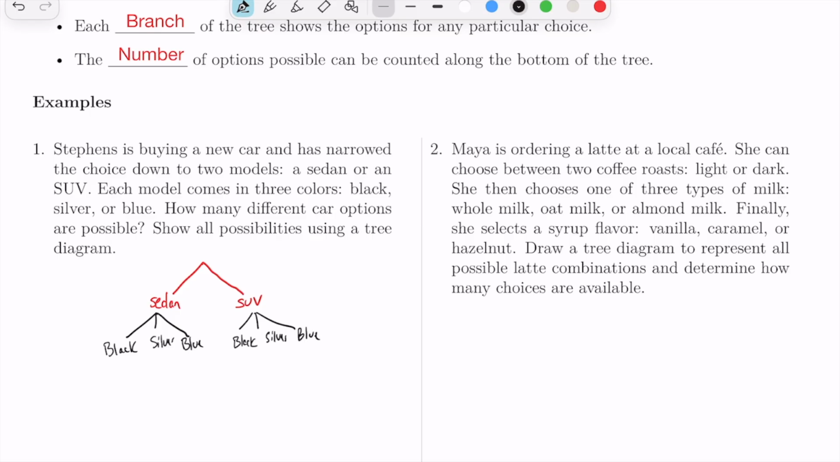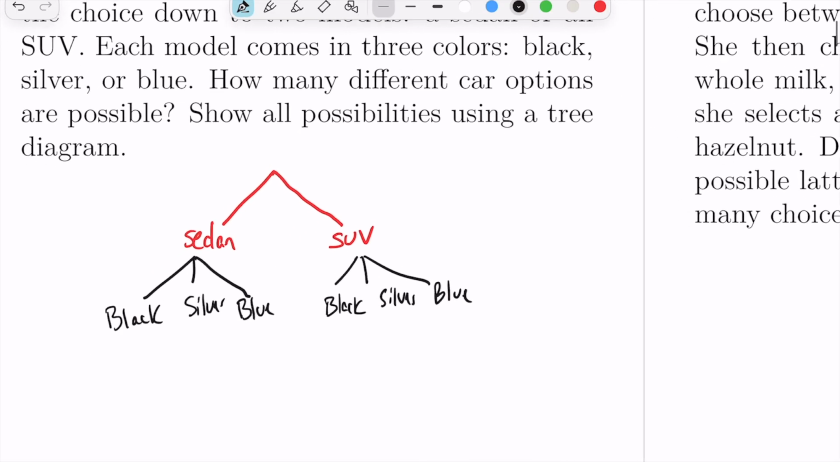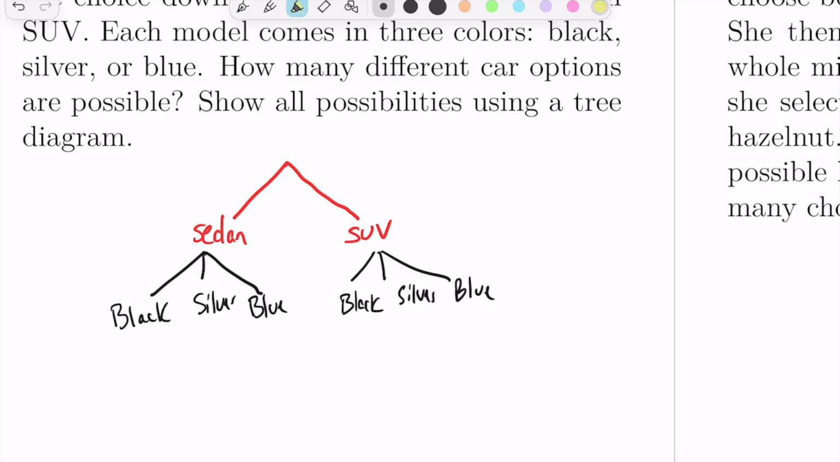And now, if you were to follow this path, you can see all the possibilities that happen for Stevens. So he could walk onto the dealership and he could get a sedan and then black. That's one possibility. He could choose a sedan and then silver. That's another one. Or sedan and blue. Or maybe he walks over to the side that has SUVs and chooses a black one, or a silver SUV, or an SUV that's blue. So you can see in total, he has 6 possibilities.